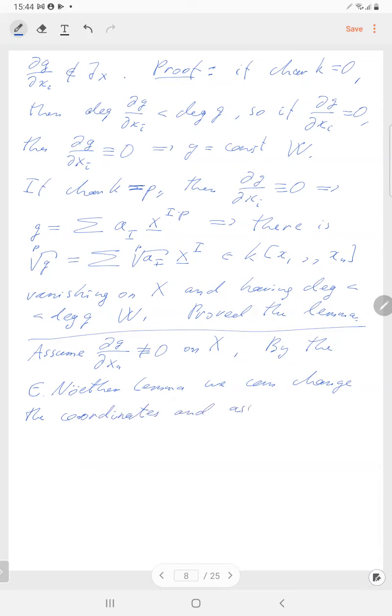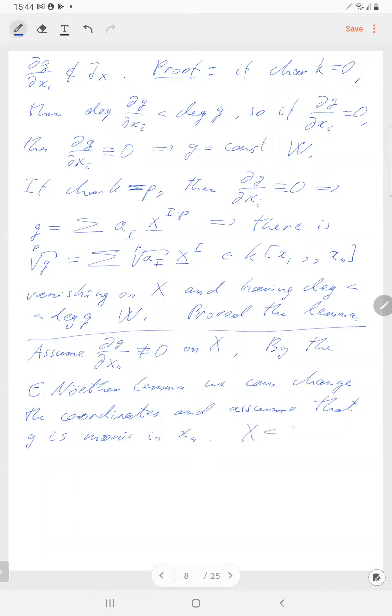And assume that G is monic in this last coordinate, xn, and still the partial derivative does not vanish identically. Okay, and now let's consider the following projection.